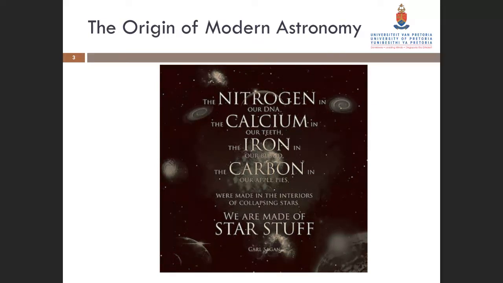So as I said last night, the nitrogen in our DNA, the calcium in our teeth, the iron in our blood, the carbon in our apple pies were made in the interiors of collapsing stars. We are all made of star stuff, and that was said by the legendary Carl Sagan.